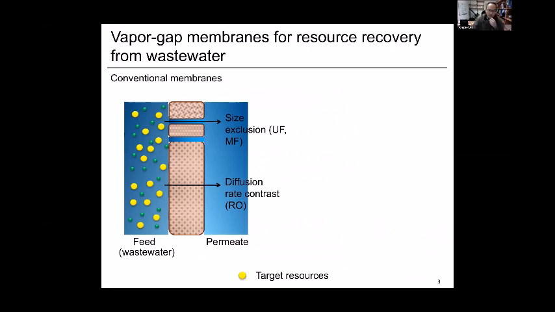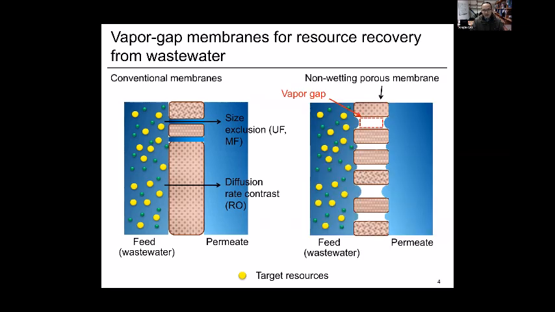So as you know from our previous talk, the membrane-based separation processes are widely used in water and wastewater treatment processes, as well as chemical separations. In many membrane processes, typically the target compounds can be extracted or retained by size exclusion, or using the contrast in the rate of diffusion. But if the target compounds are volatile or gas species, this so-called vapor gap membrane, which is a non-wetting porous membrane, can be more suitable or effective.